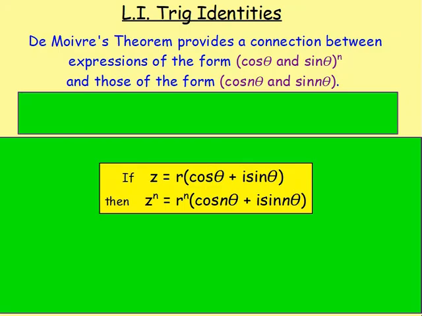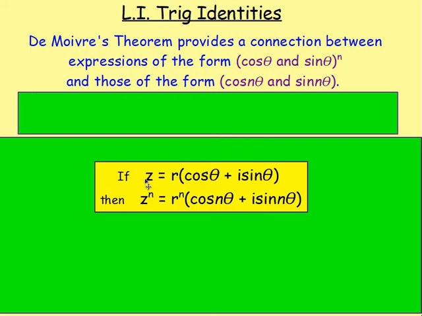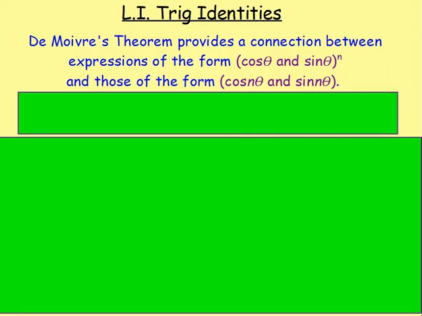Chapter 12, lesson number 7, looking at trig identities. Now, De Moivre's theorem that we looked at a couple of lessons ago provides a connection between expressions of the form cos theta and sin theta to the power of n. If you've got your complex number in polar form, r(cos theta + i sin theta), and you want to work out the power of that, so if it's to the power of n, all you do is multiply your argument by n. So De Moivre's theorem provides a connection between the cos term and the sin term to the power of n and your cos n theta and sin n theta.